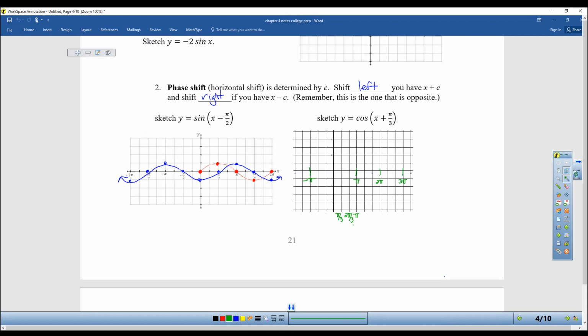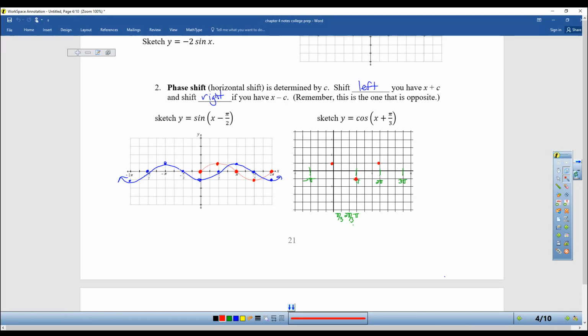So when I'm doing thirds, I'm going to shift it. Well, actually, I'm not going to shift it first. First, let's draw the parent graph. So cosine starts at 1, and then it ends at 1. So at 2 pi, find your 2 pi, it ends at 1. And at pi, it's down to negative 1.